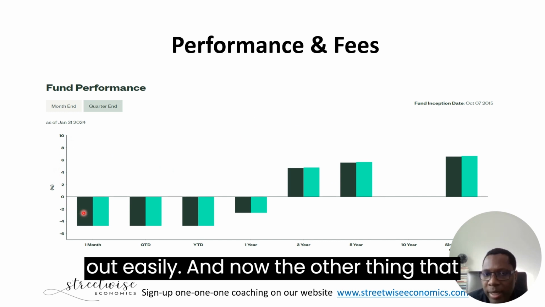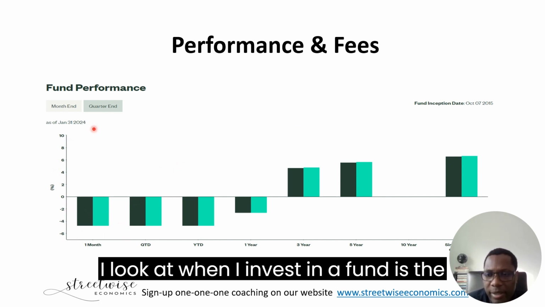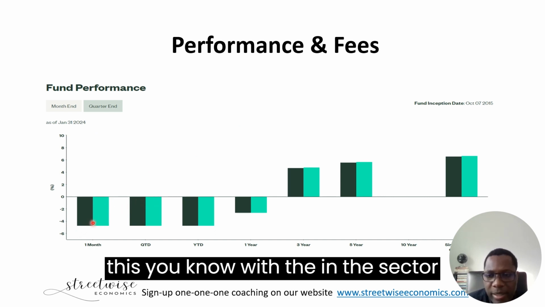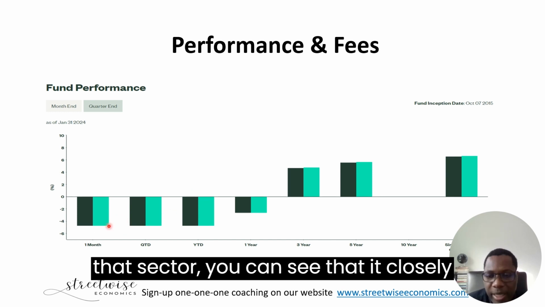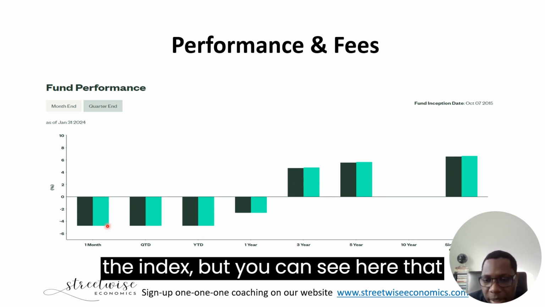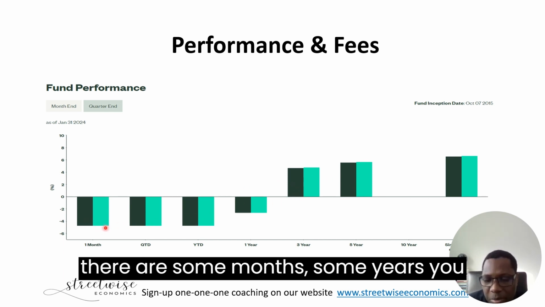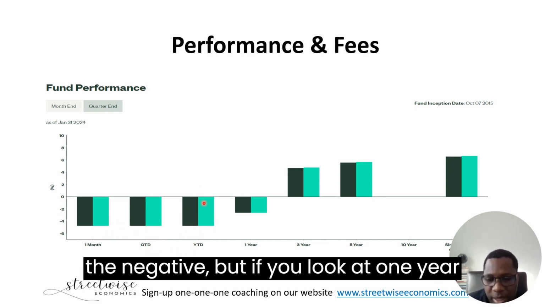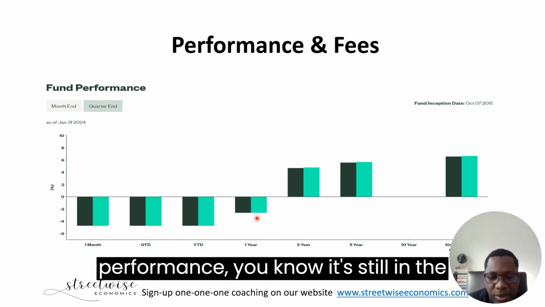And now the other thing that I look at when I invest in a fund is the performance. If I compare this with the benchmark in that sector, you can see that it closely mimics the index. But you can see here that there are some periods, like year to date, where it is still in the negative. And if you look at 1-year performance, it's still in the negative.